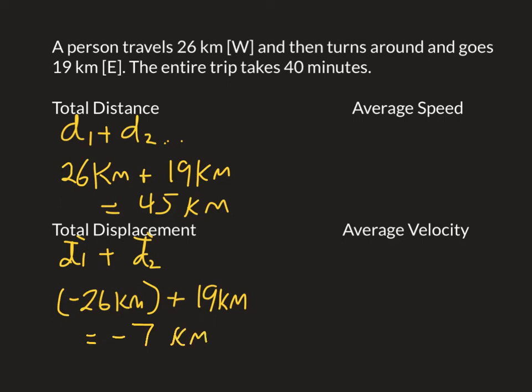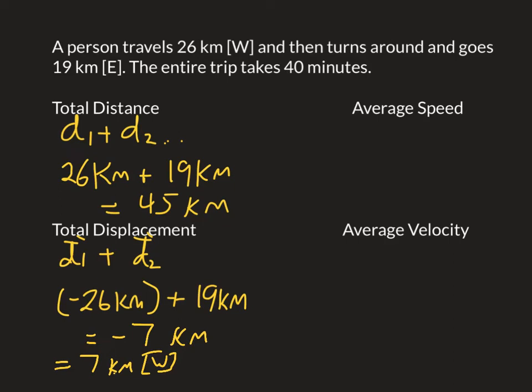I can't just leave it as negative 7, because negative 7 kilometers doesn't really mean anything. It sounds weird. So what we do is we turn it into its real world application. Negative 7 kilometers means that I went 7 kilometers and then I put my direction in. I put down what that means. So this person ended up 7 kilometers west of where they'd started. Okay, that's how it's displacement.